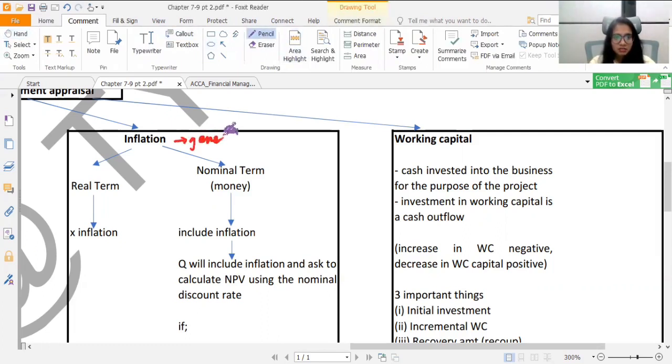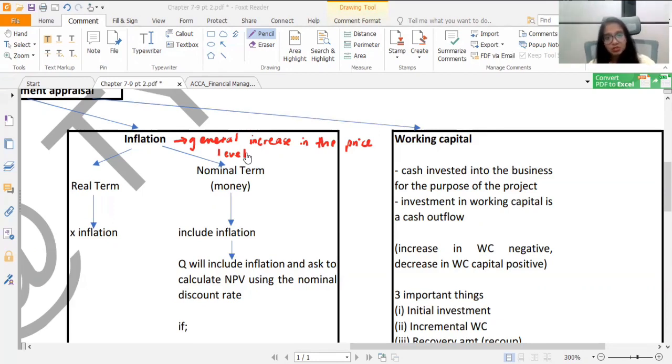It's a general increase in the price level. So when I say it's a general increase in the price level, it means that over time there will be an increase in the prices of goods and services. So inflation actually calculates the percentage of this increase in prices.